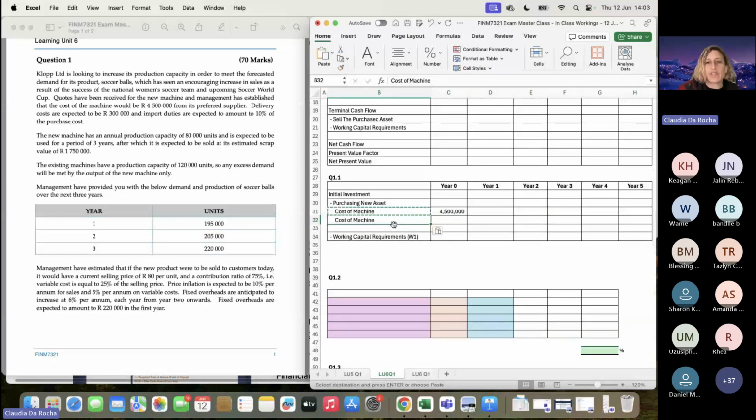Then we have delivery costs. We must include it, as I said, as part of the accounting principles. We must include any cost required to bring an asset to its ability to be used. So that's a principle that doesn't go away just because we are in finance. Then we have import duties. With this question, they said that it's 10% of the purchase cost. The purchase cost specifically is the 4.5 million. Please don't add the delivery cost. The purchase cost is the cost of the machine. So we're saying the 4,500 times our 10%.